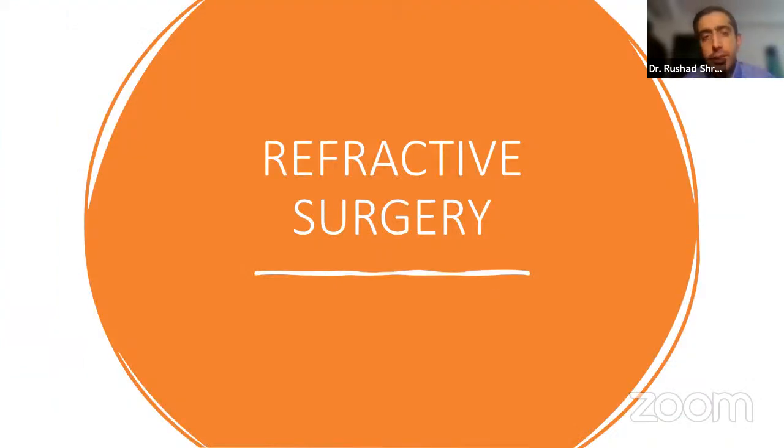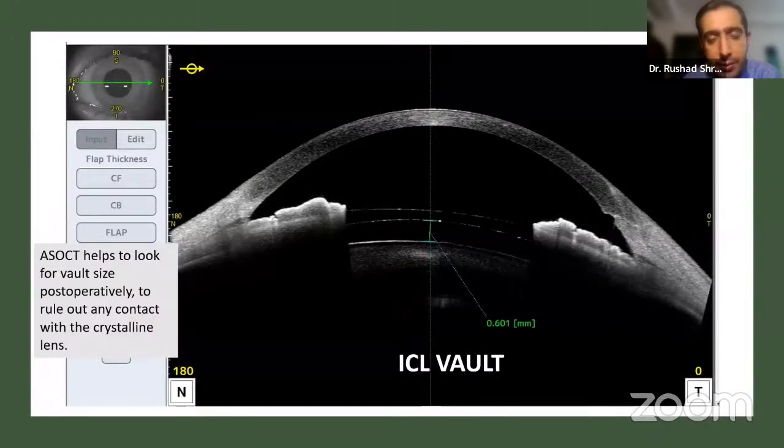In refractive surgery, one other place where ASOCT helps a lot is to look at ICL sizing. ICLs are implantable Collamer lenses, and we want to get an ideal vault height. What you can see here, these two hyperreflective lines are the ICL, and this hyperreflective line below is the anterior surface of the crystalline lens. So the vault that we want ideally post ICL is 200 to about 800 microns. You would want it ideally to be about 500. You can see here that this particular patient has achieved about 600 microns of vault.